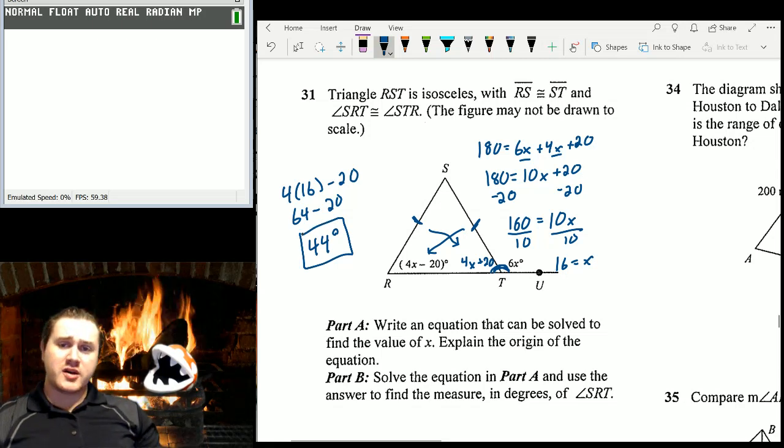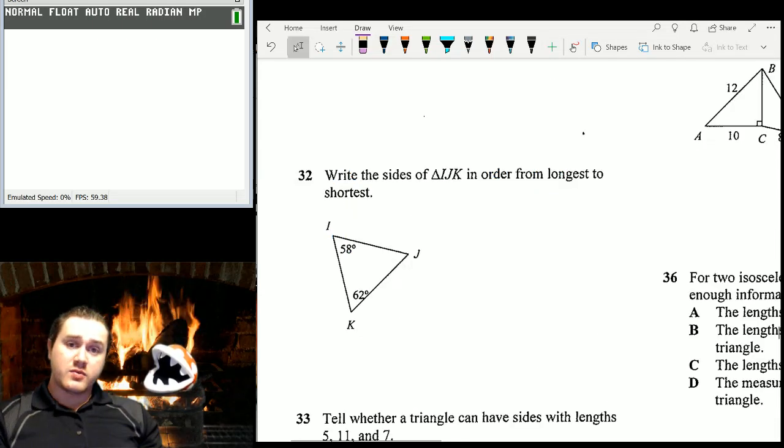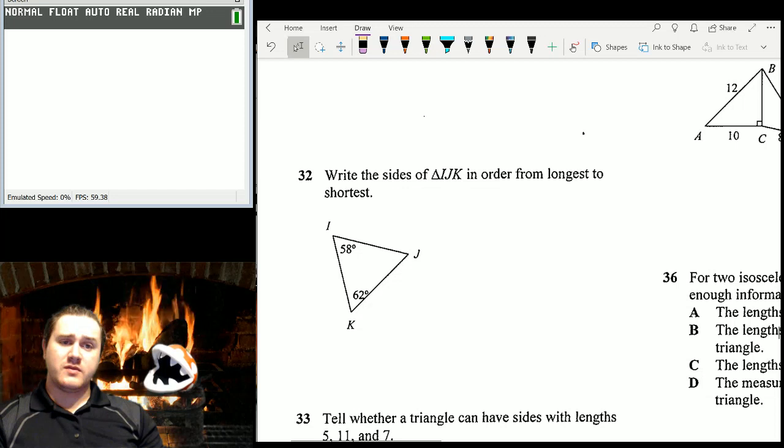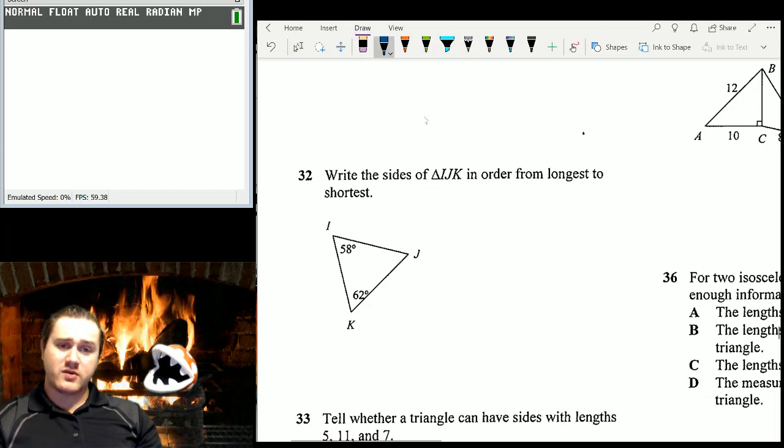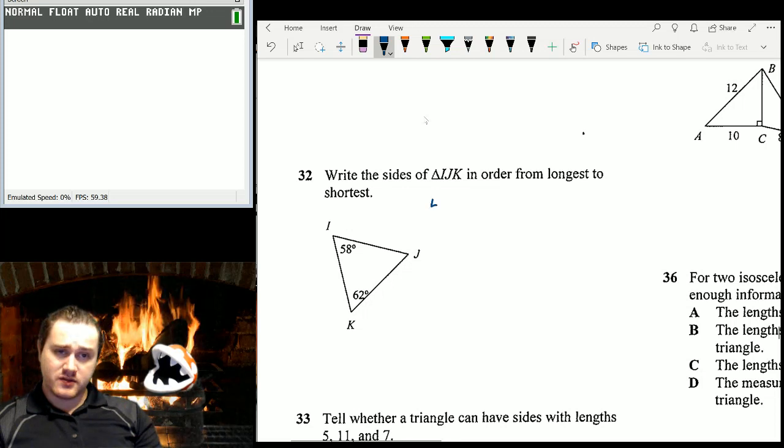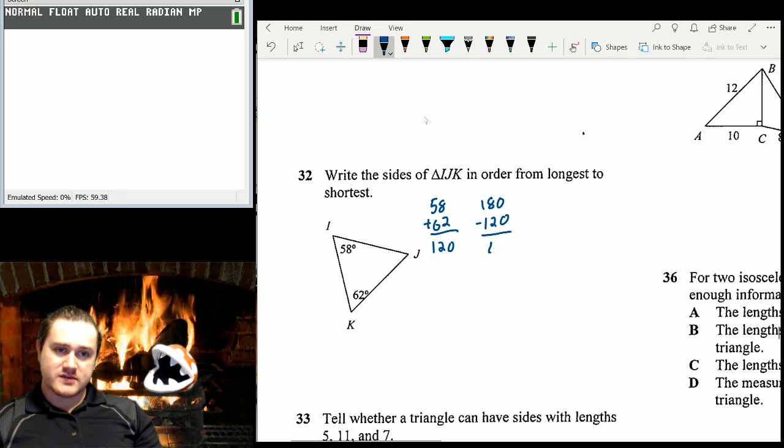Again, you just worry about the properties of isosceles triangles. If the sides are congruent, the angles are congruent. Alright, so problem 32 says it wants to order the sides from longest to shortest. So what we need to do is figure out what this third angle is. We add the two that we know, 58 plus 62 gives us 120. 180 minus 120 gives us the third angle, 60.